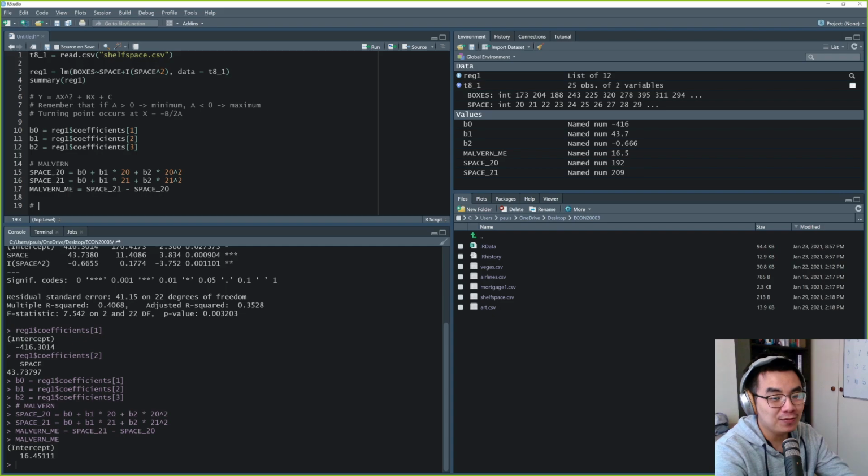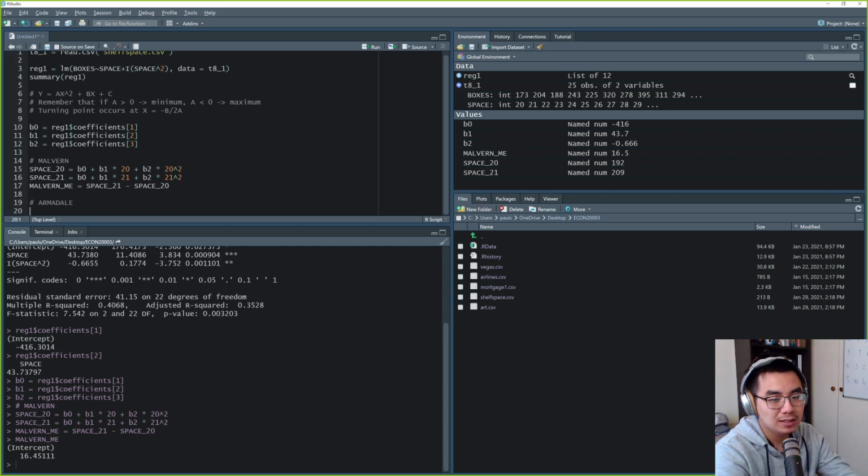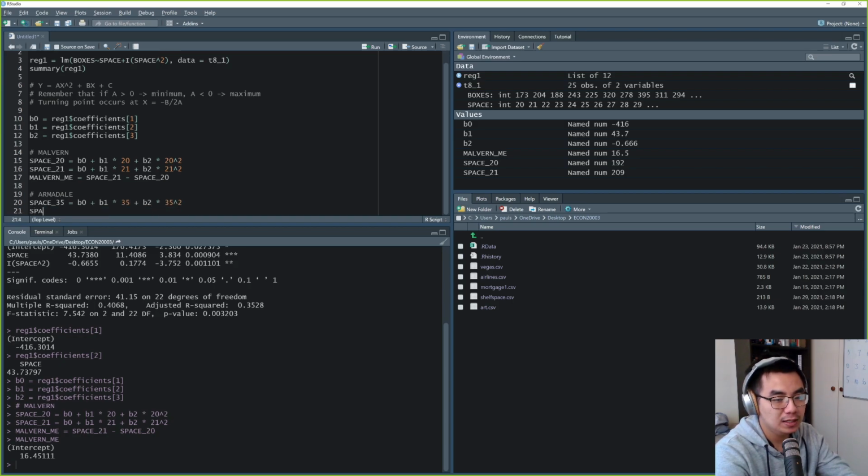You could do the same thing for Armadale. So you have space at 35, which is beta 0 plus beta 1 times 35 plus beta 2 times 35 squared, and space at 36.